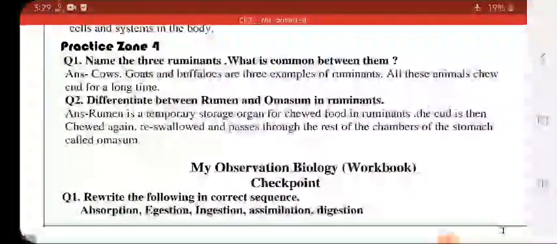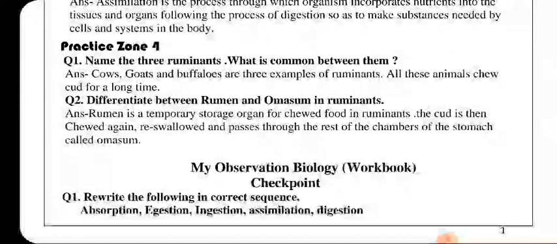Next comes: name three ruminants. Ruminants are those organisms, if you remember, which have four chambers in their digestive tract, and which cannot digest the cellulose in one go. So those are the ruminants. They are cow, goats, buffaloes, grass-eating animals. Not all grass-eating animals are ruminants, but some. And all these animals chew cud for a long time, bringing their food back into their mouth to rechew it. Okay? Those are the ruminants.